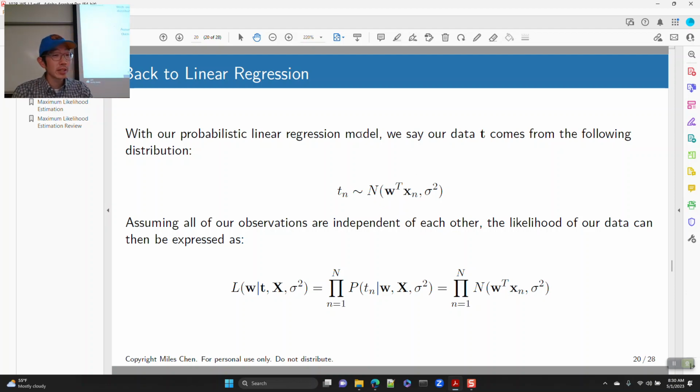So we said with our linear regression model, we say our data t comes from this distribution. The actual values come from a normal distribution where the mean is basically W times x_n, and then we have some variance sigma squared. Okay, the second view quiz answer is the letter B. B as in bear, B.